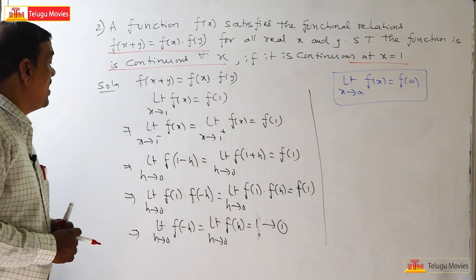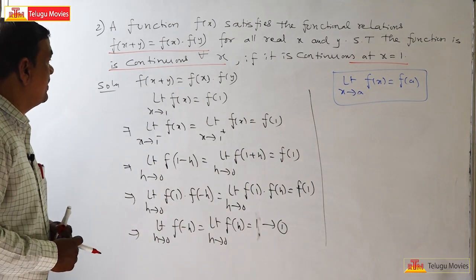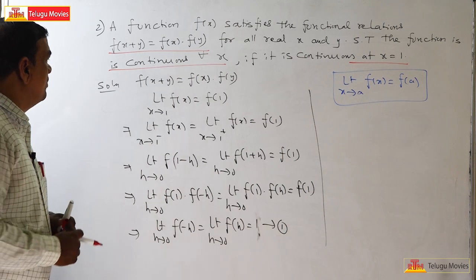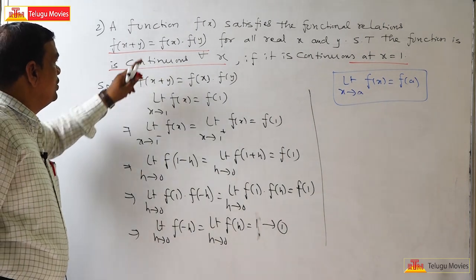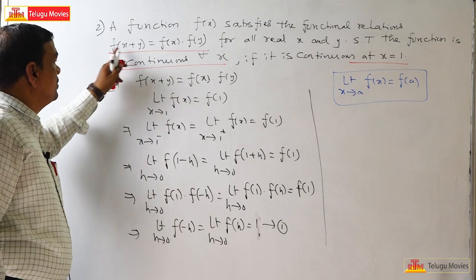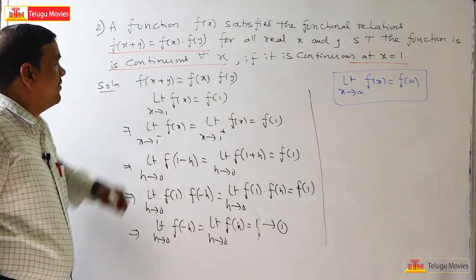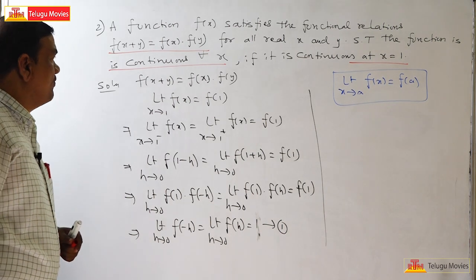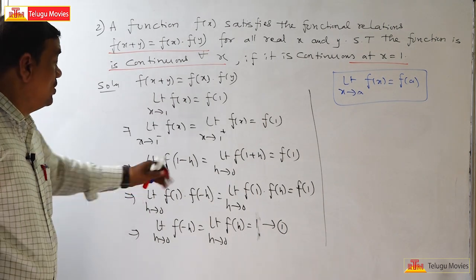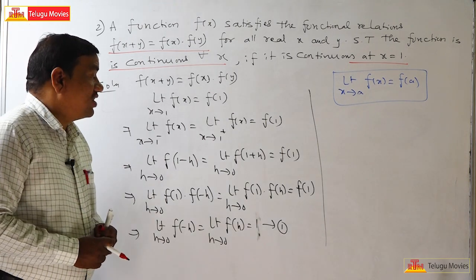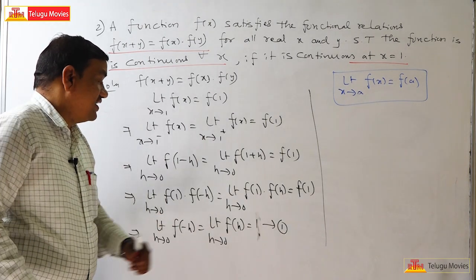Here the value of f(1) is not equal to 0. Why? Because from this also we can prove it. If you put x = 1 and y = 0, then f(1) = f(1) · f(0). So, f(0) value also we don't know. That's why we can say that f(1) is not equal to 0, therefore we can cancel it.